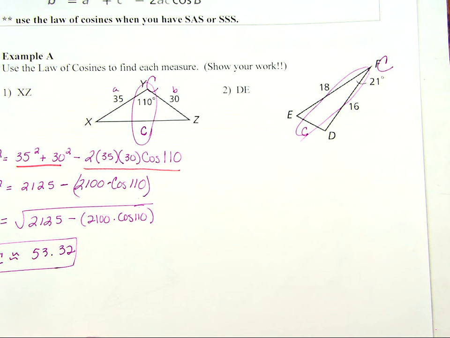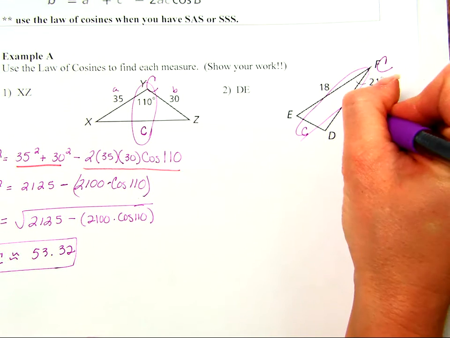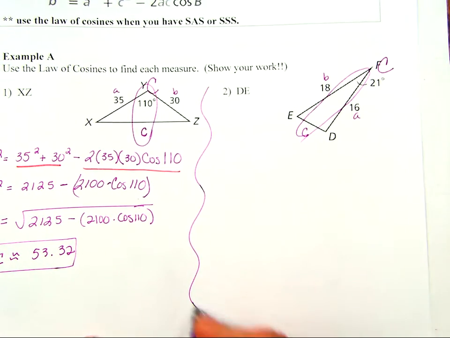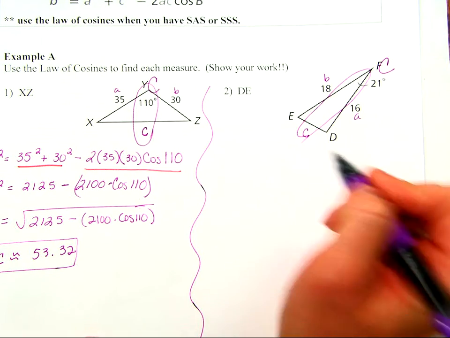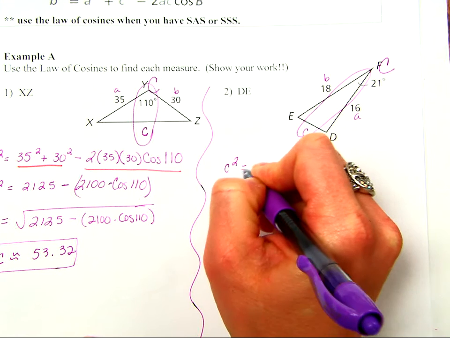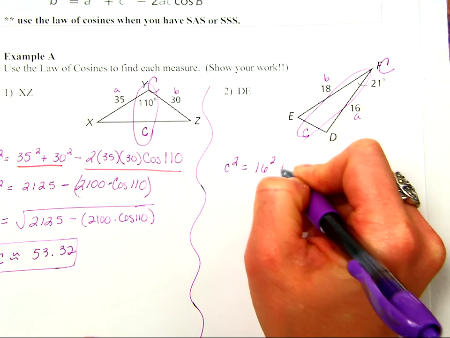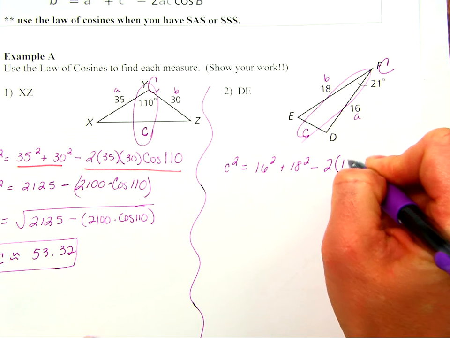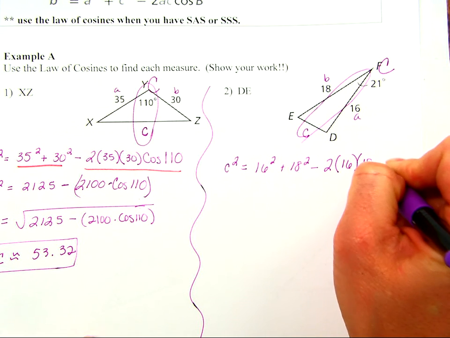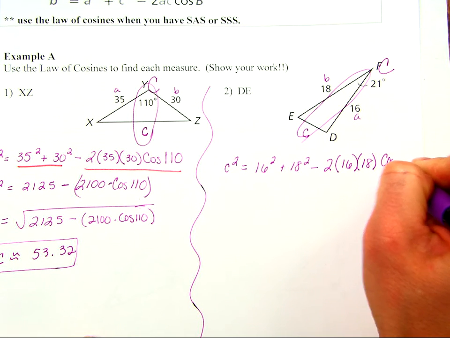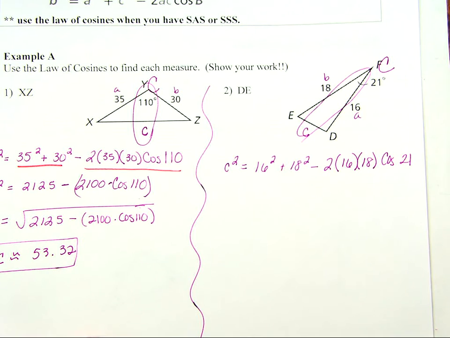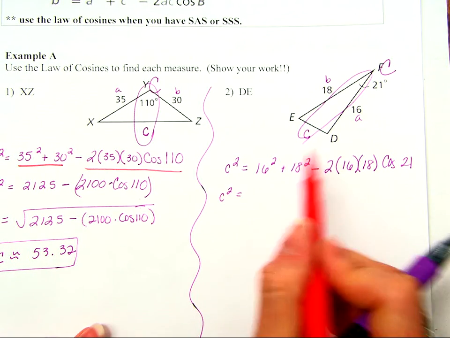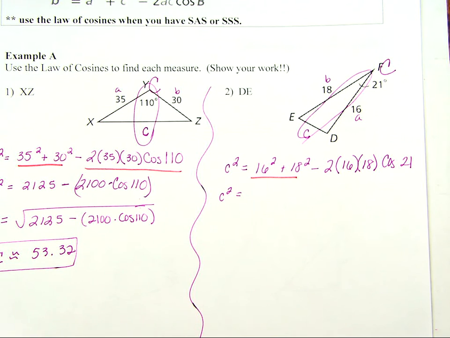Again, side A and B, it doesn't matter which one you have, A and B. We're going to set up and solve. C squared equals A squared plus B squared minus 2 times A, B, cosine of C. And we're going to go ahead and just break it down a little bit. We're going to find this product here.